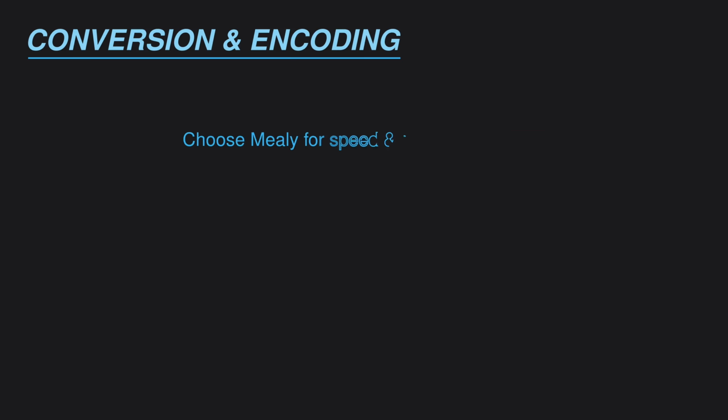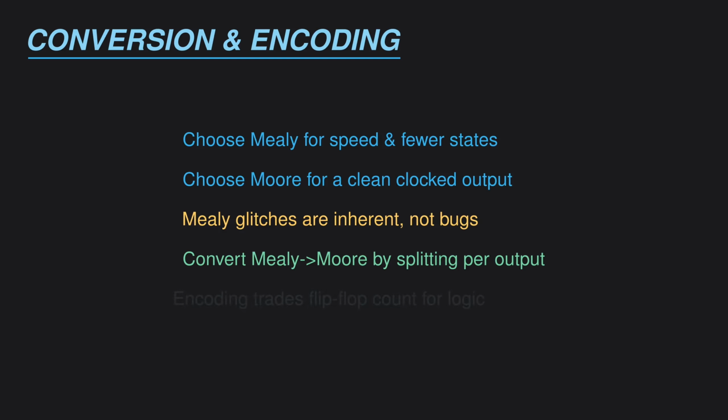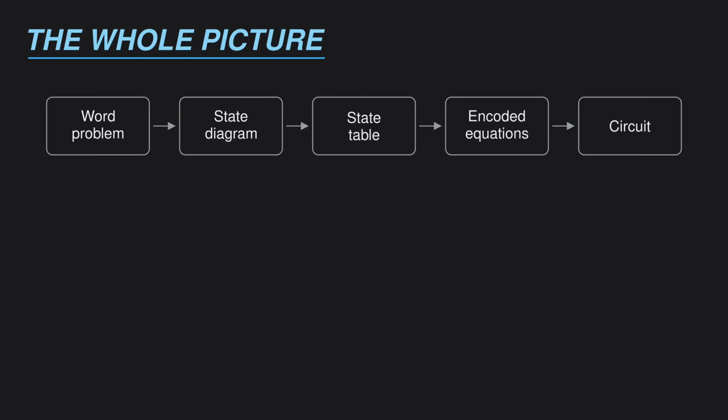The takeaway for this section: choose Mealy for speed and fewer states. Choose Moore for a clean clocked output. Mealy glitches are inherent, not bugs. You convert from Mealy to Moore by splitting per output. And encoding is a trade between flip-flop count and logic complexity. We have covered a great deal, so let us pull the entire topic together. The whole subject is really one pipeline. Word problem into state diagram into state table into encoded equations into a circuit. If you can walk that path, you understand finite state machines.